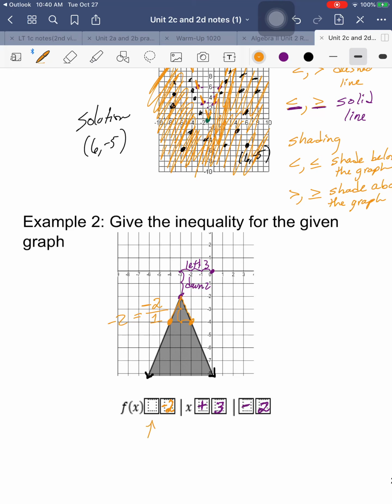And then this next blank is the inequality. So what inequality is it? Well, it's a solid line. I see it's a solid line here. So that means it's equal to. So I know there's going to be equal to underneath. And then which way is it shaded? Well, it's shaded below the graph or underneath the graph. So that's less than. So it's a less than or equal to because it's a solid line, less than because it's shaded below.